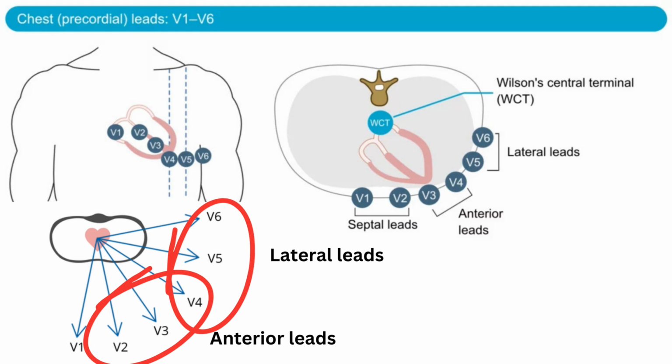So whenever there is an MI in the left lateral side, you will capture it in leads V4, V5, V6. Now whenever there is an MI in the septal leads, there will be changes in leads V1 and V2. So these are six more angles to look at the heart.